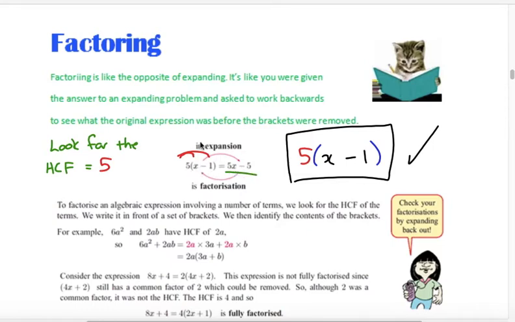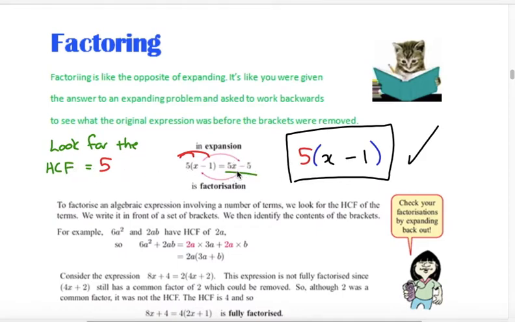So that's what they've tried to point out: going from here to here is what we call expansion. So following the arrow from here to here is expanding. Doing the reverse step, going from here to here, is factorizing. So when you expand, you're multiplying. What you're doing when you're factorizing is dividing both terms by what we call the highest common factor.